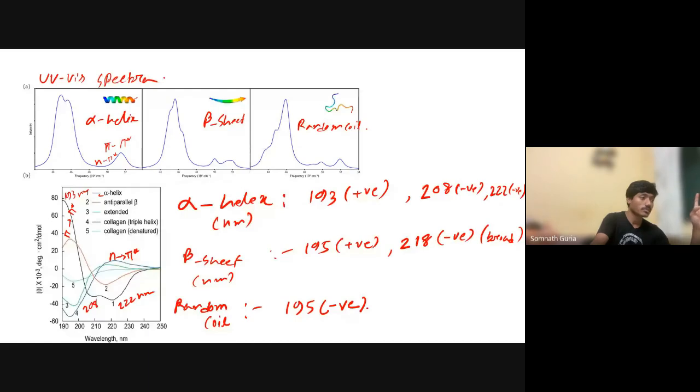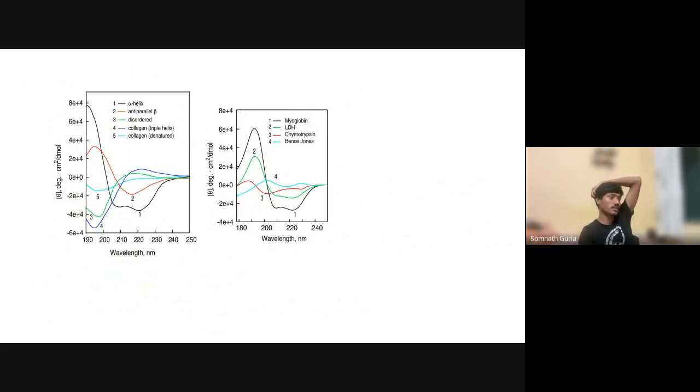As one n to pi star transition is present in the beta sheet, we have one broad band around 218 nanometer, where the maxima is present. Okay, so this is the major fundamental CD spectra of the alpha helix, beta sheet, as well as the random coil.